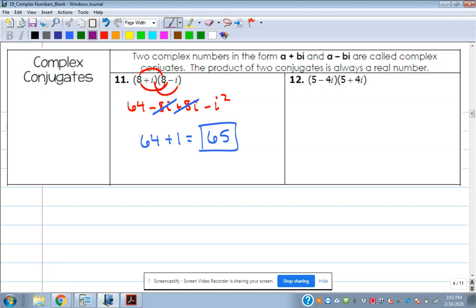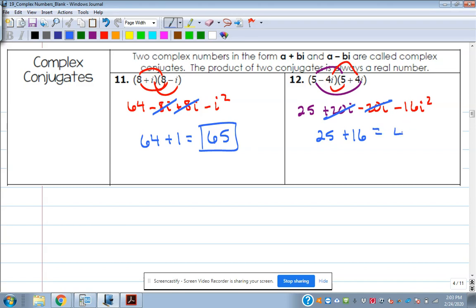Okay. Now, if you got to multiply them together, you should know that the i parts go away. And then when you multiply negative 4i to both of those, that's going to be negative 20i. And that would be negative 16i squared. The 20i's in the middle go away. End up with 25 plus 16, which is 41.